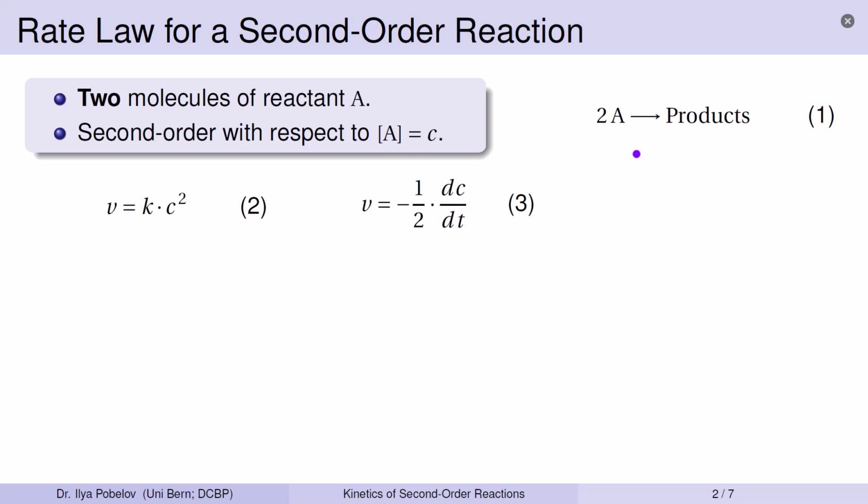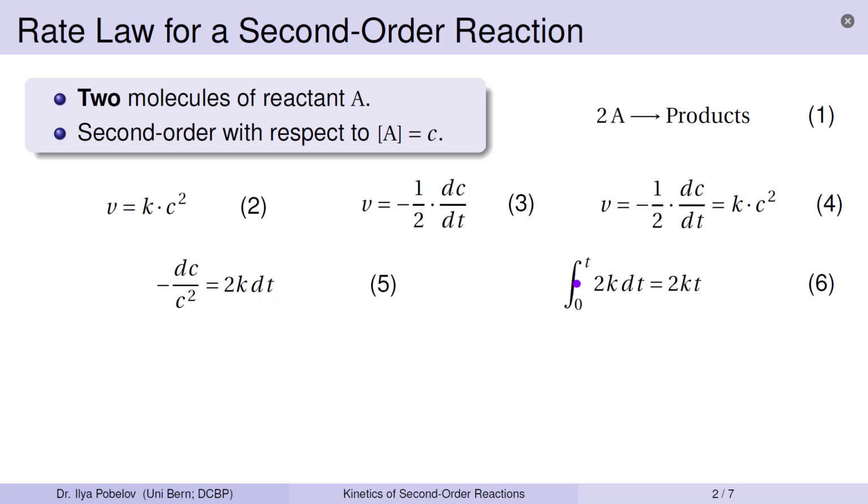Considering that the stoichiometric coefficient of A in the reaction is 2, the reaction rate is equal to the negative 1/2 the derivative of C with respect to time. Combining these equations, we obtain a differential equation that describes how the reactant concentration C changes over time. Further, we separate the variables C and t and obtain the following equation: negative dC over C squared equals 2k dt.